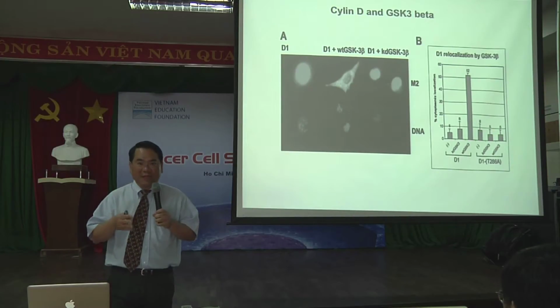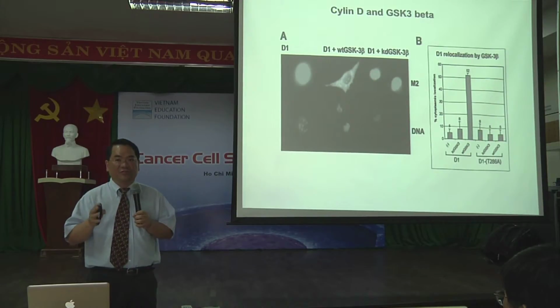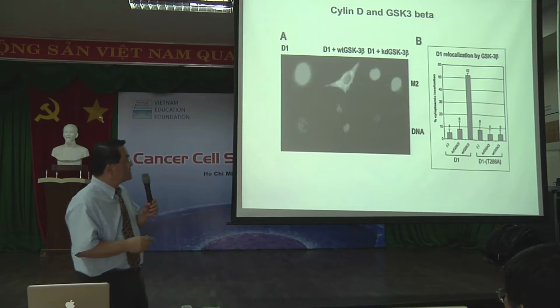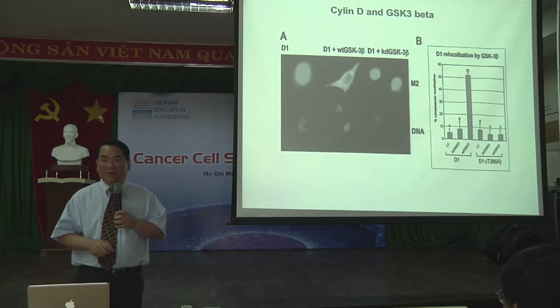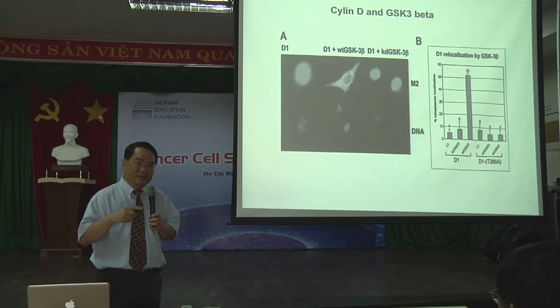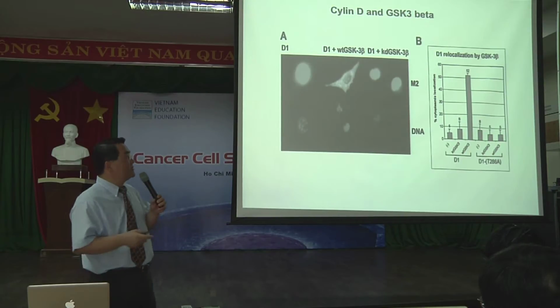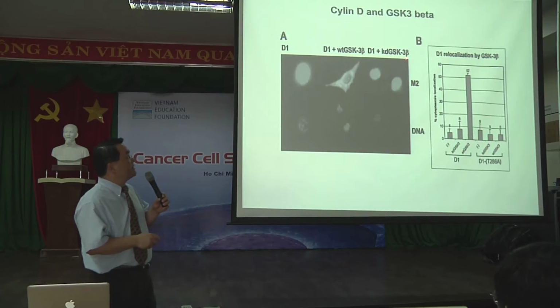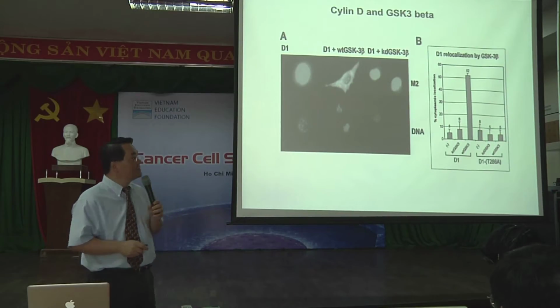Now I'm going to tell you about cyclin D degradation. I have told you about the cyclin B degradation. Now is the cyclin D degradation. Cyclin D, as you recall, is an early G1 cyclin, and then again, it needs to be degraded. The degradation signal comes from a very important kinase activity called GSK3 beta.